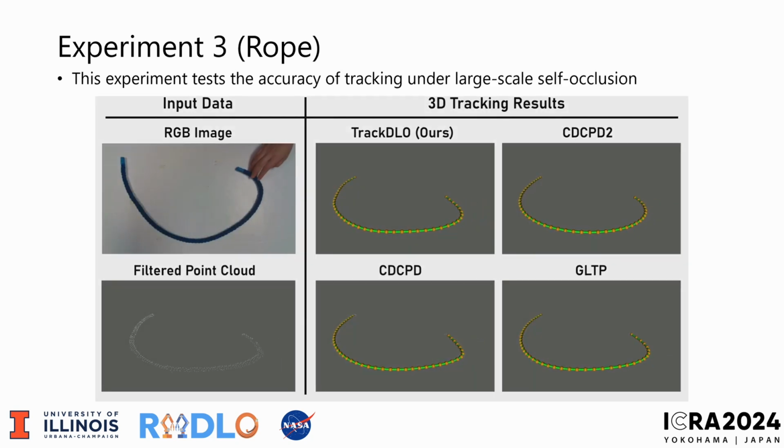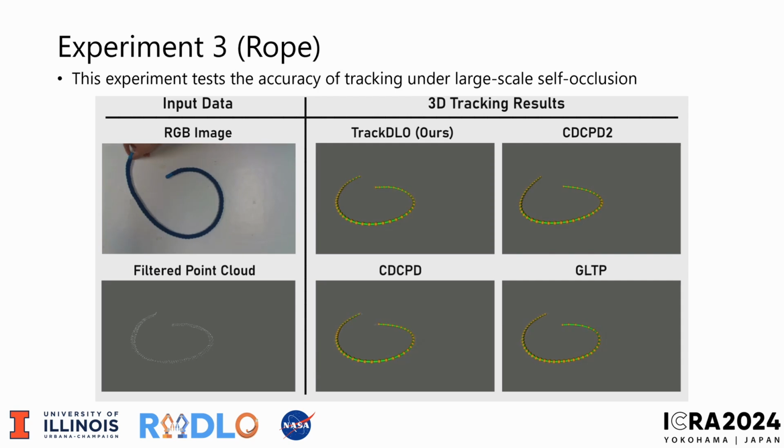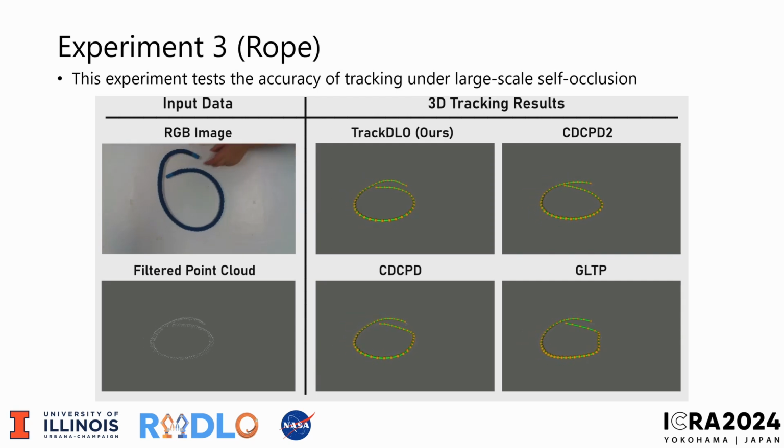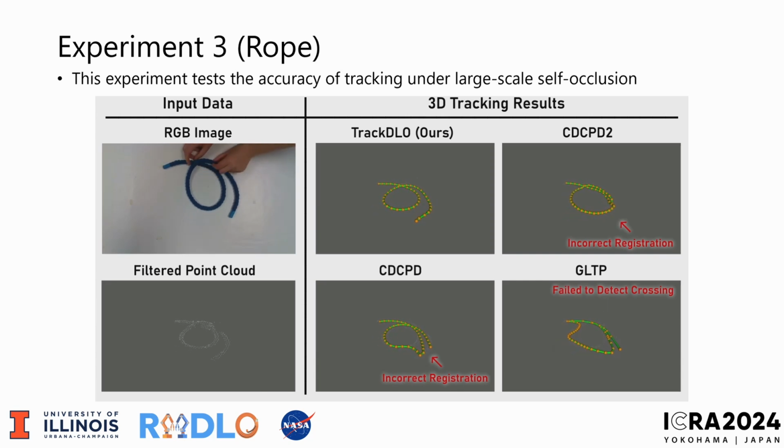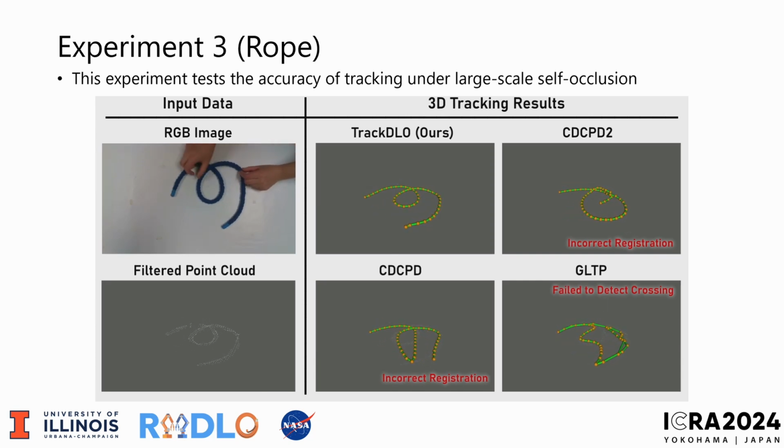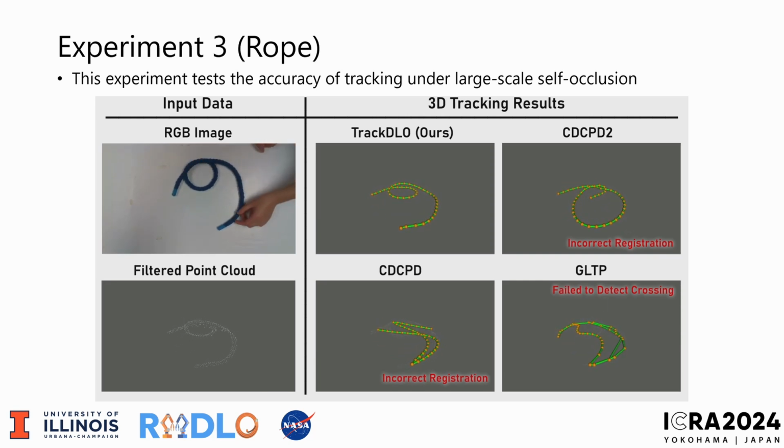In experiment 3, we test the accuracy of tracking under large-scale self-occlusion. TrackDLO accurately tracks the shape of the object when it is coiled, while the other algorithms fail to track the shape under large-scale self-occlusion.